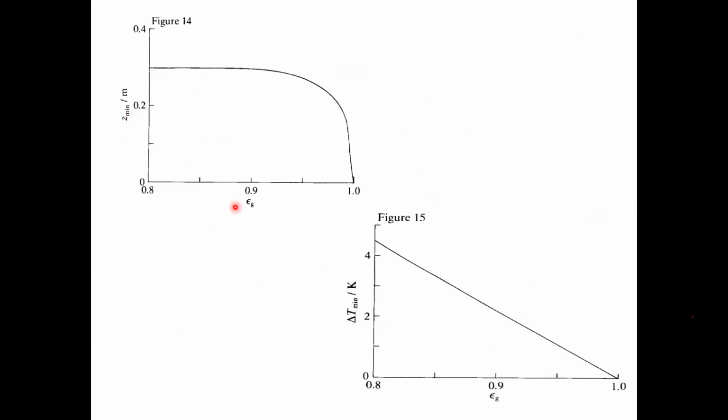Now here is a graph showing again how sensitive the location of the minimum above the ground is to the emissivity. You can see it's almost around 30 centimeters above the ground, but as you approach 1, it rapidly drops to 0. So this is the phenomenon which was unique to this role of emissivity of the ground.